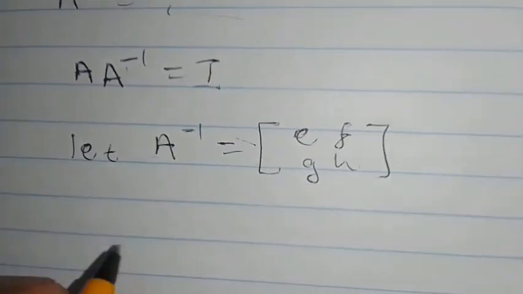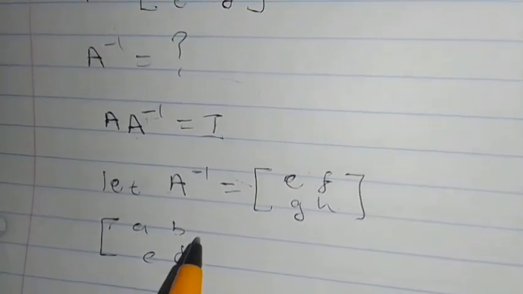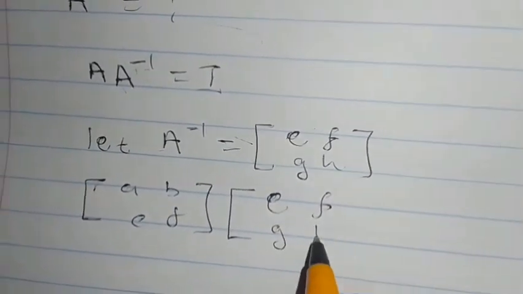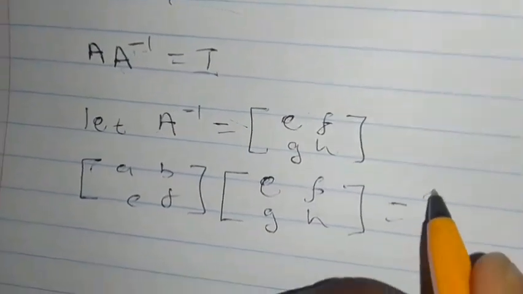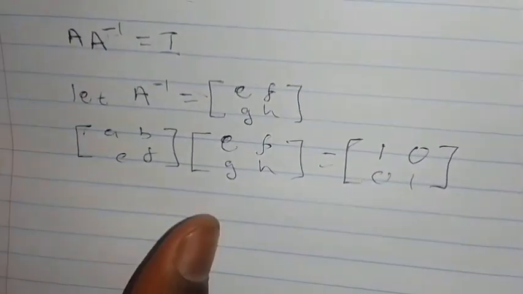And what do we do from that? Okay, so now we have A multiplied by A inverse. A is denoted by a, b, c, d, and A inverse will just be denoted by e, f, g, h. And we know that that will give us an identity matrix, which is just 1, 0, 0, 1. That's what we want to obtain.